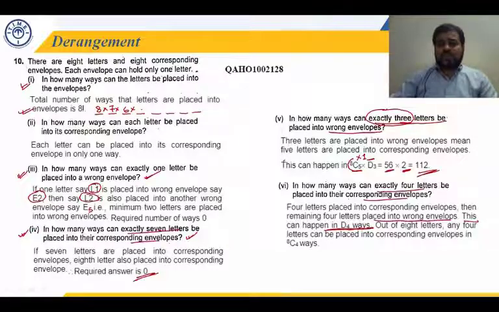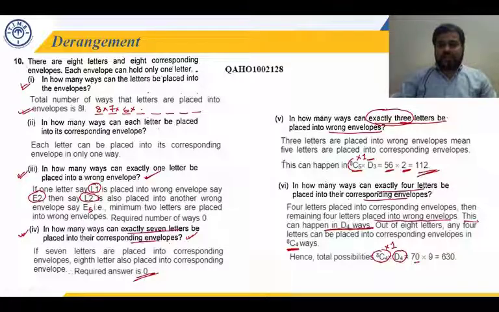So out of the 8 letters, any 4 letters can be placed into corresponding envelopes in 8C4 ways. The 4 letters which you are placing in correct envelopes can be selected in 8C4 ways. The remaining 4 automatically will be left over, and they will get into incorrect envelopes. So you select 4 letters which will get into the correct envelopes in 8C4 ways, and all of them can be placed into correct envelopes in only one way. The remaining 4 letters will get into incorrect envelopes in D4 ways.